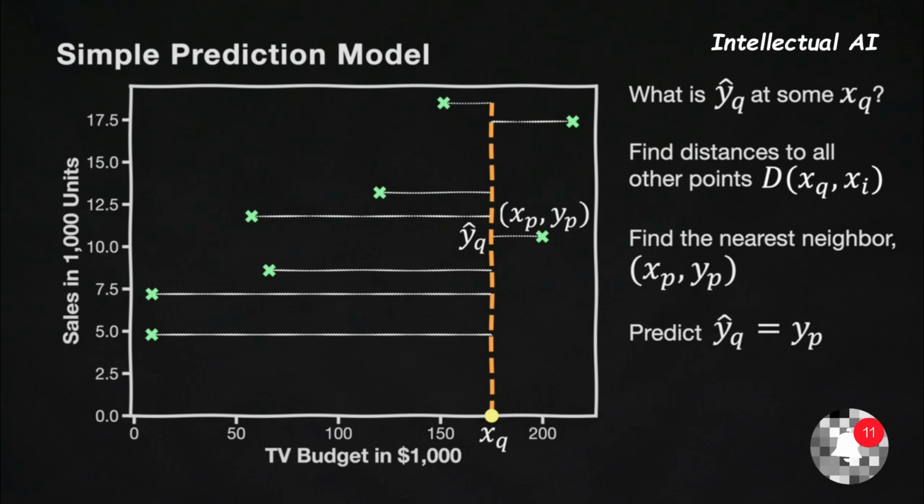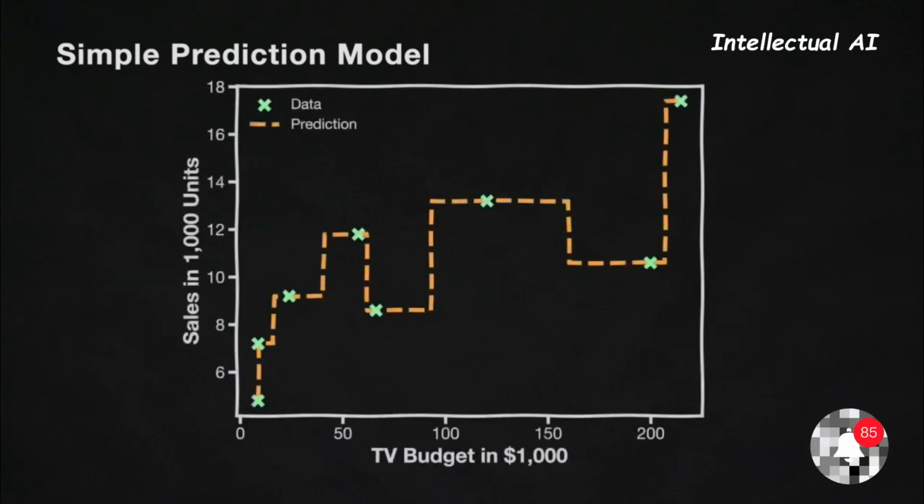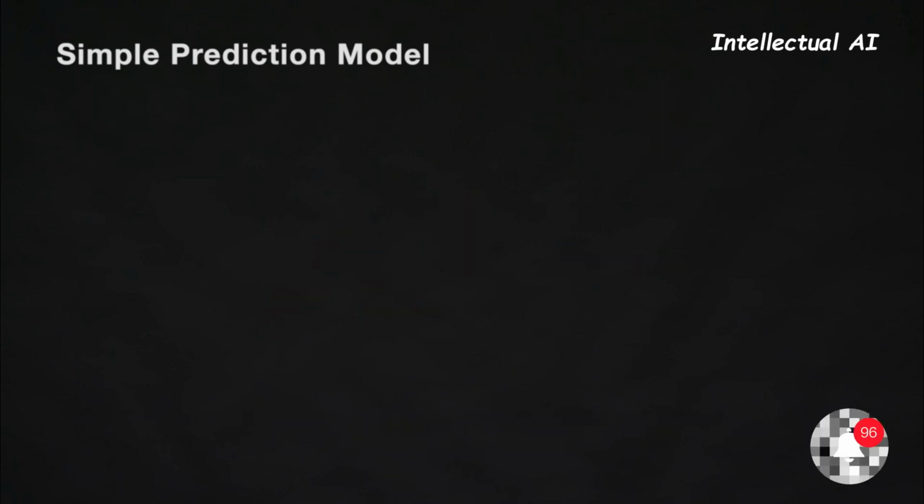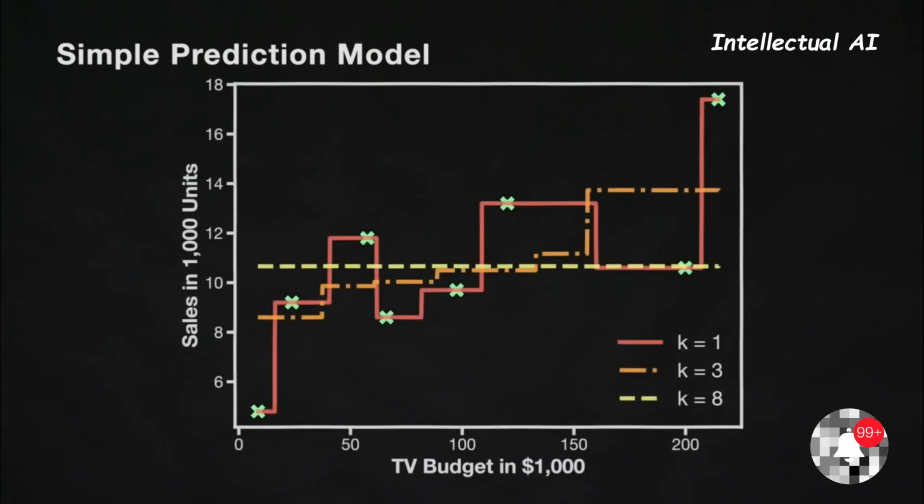Now we can use that, and we can make a prediction for any TV budget, and that's the plot we see now, and this is the prediction of sales for any given TV budget. You can see that we have these horizontal lines because in that region of the horizontal line, the nearest neighbor is the point, the star point, and then when we move to another region, the nearest neighbor will be the other star point. Now we can do this for any number of nearest neighbors.